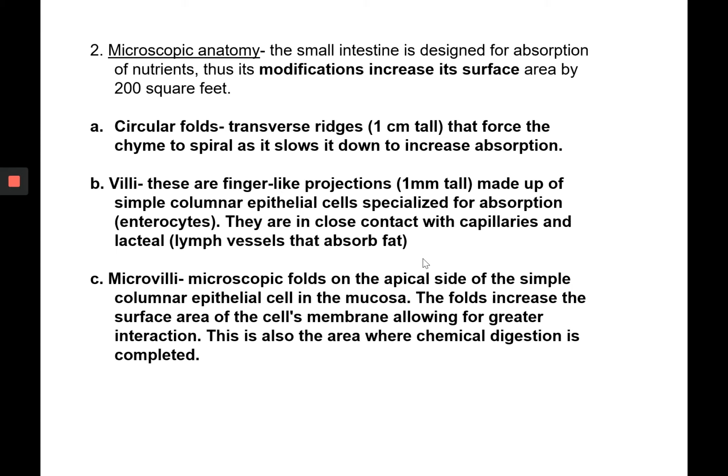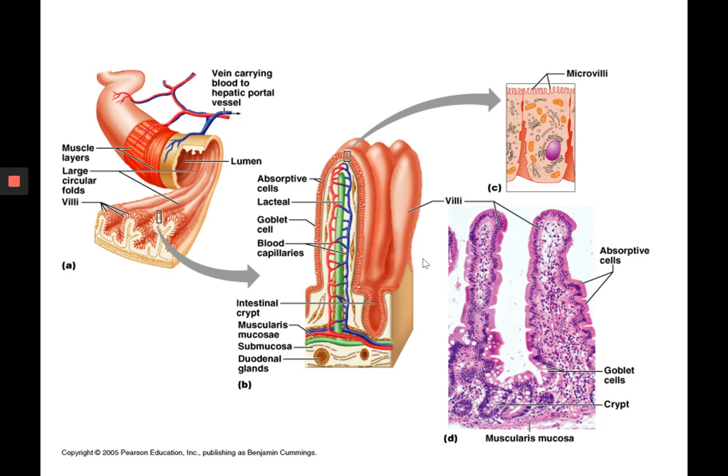Altogether, we have many projections and folds and divots that we find inside the small intestine, and this greatly increases the surface area for absorption in the small intestine, which is the main function of the small intestine. Here we can see the circular folds that have permanently folded parts of the mucosa and submucosa. And we could see how spiraling of the food is going to progress through the small intestine.